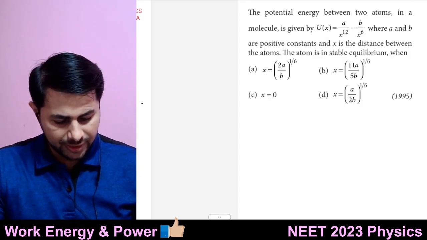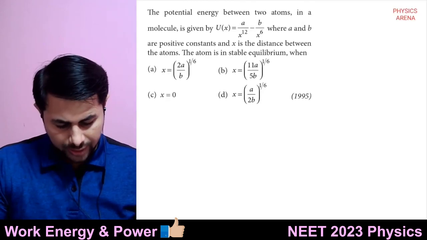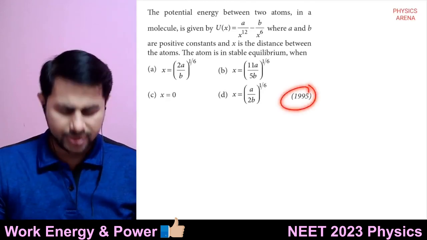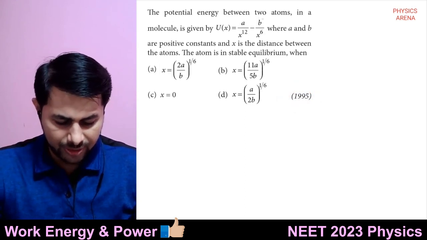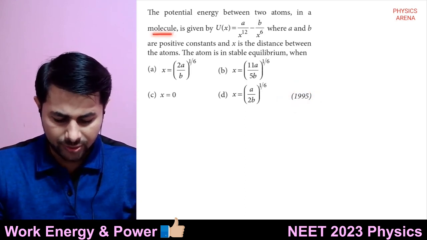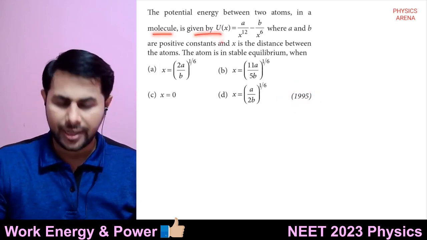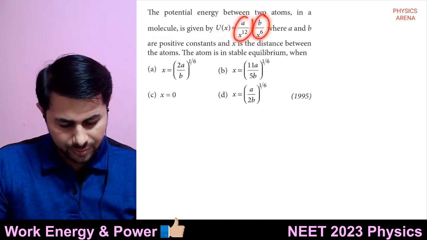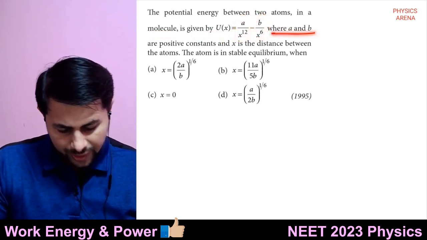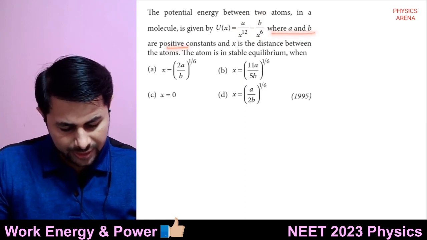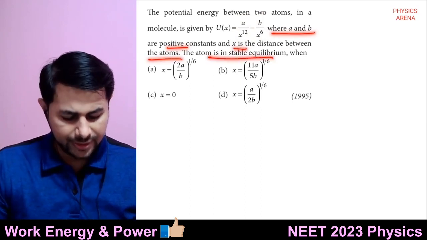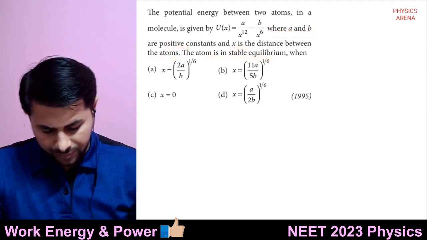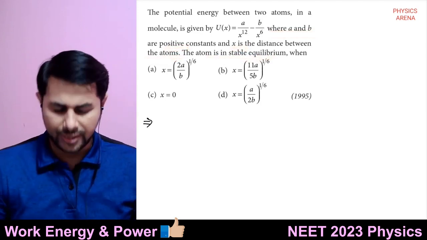So let us see the next question. The next question is similar, but it is way back from 1995. The potential energy between two atoms in a molecule is given by U of x equals this expression, where A and B are positive constants and x is the distance between the atoms. The atom is in stable equilibrium when?